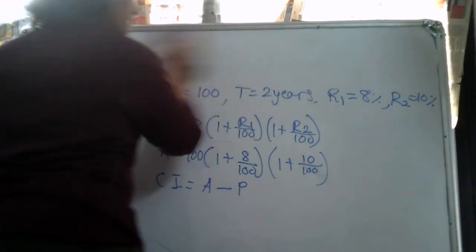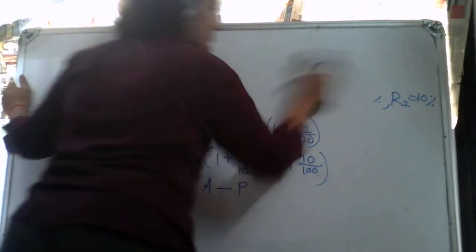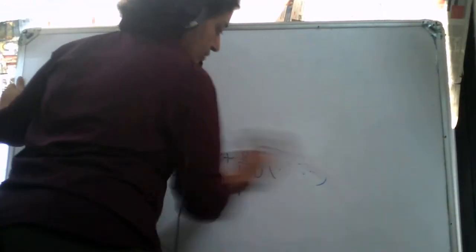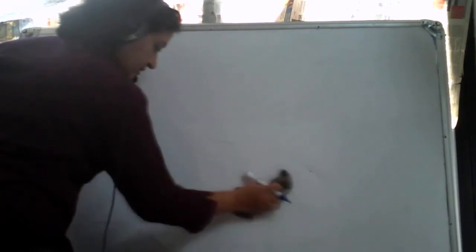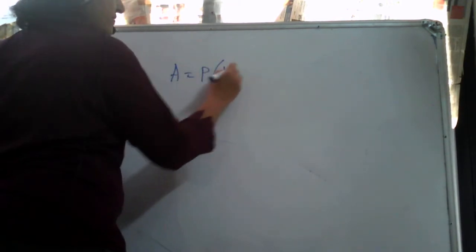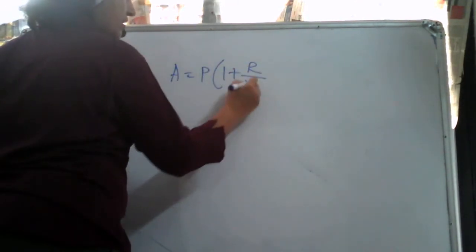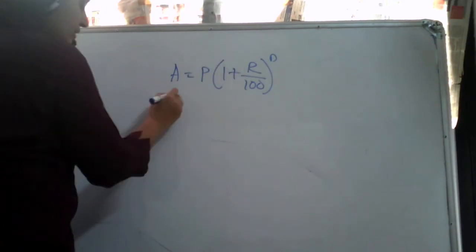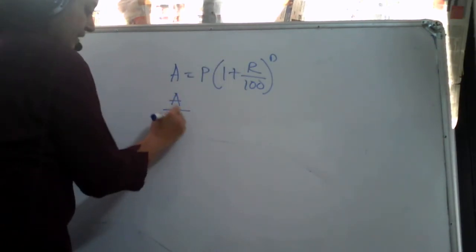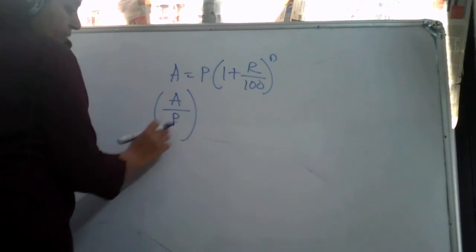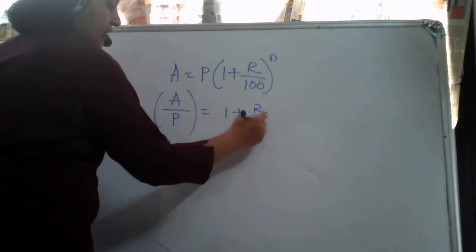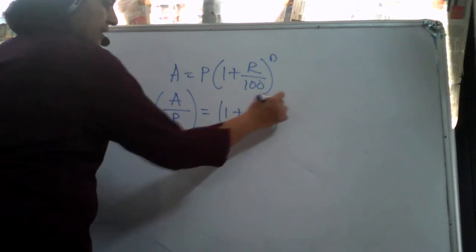Now, how to find the rate and the time period? You all know the formula for amount, that is to be used: amount is equal to P into bracket 1 plus R upon 100 to the power n. Now to get R on the other side, P will be transposed to this side. You will have A upon P equal to 1 plus R upon 100 to the power n.